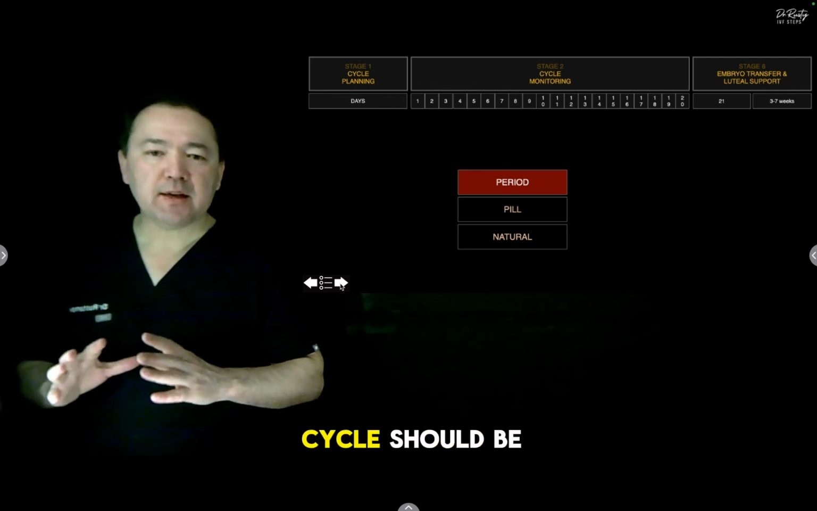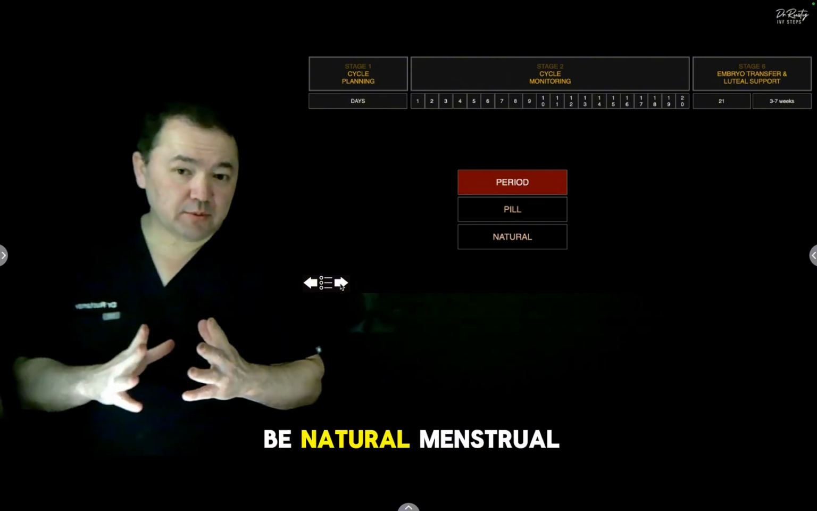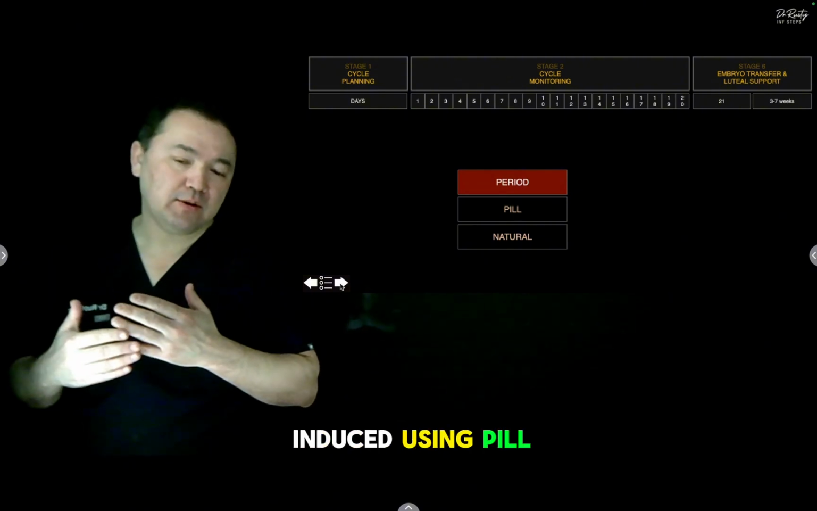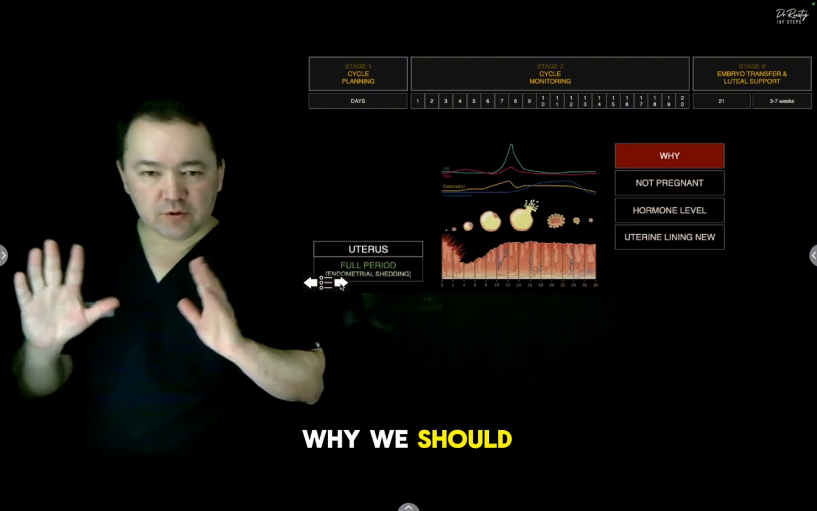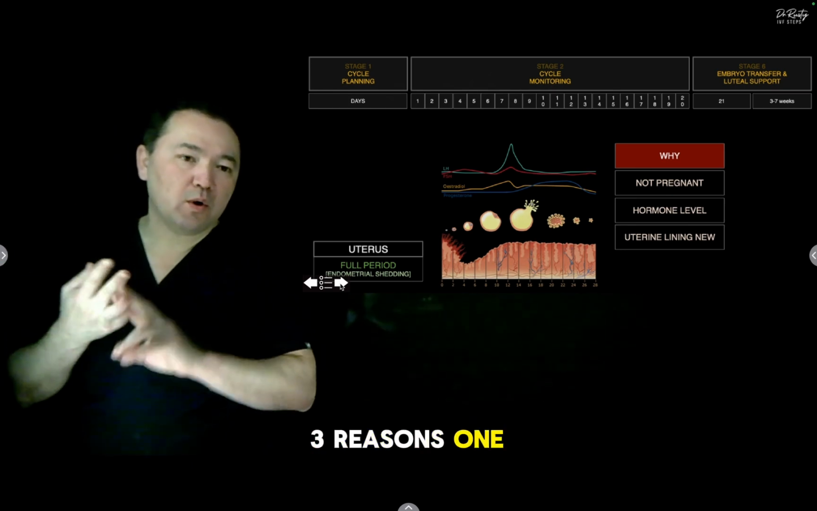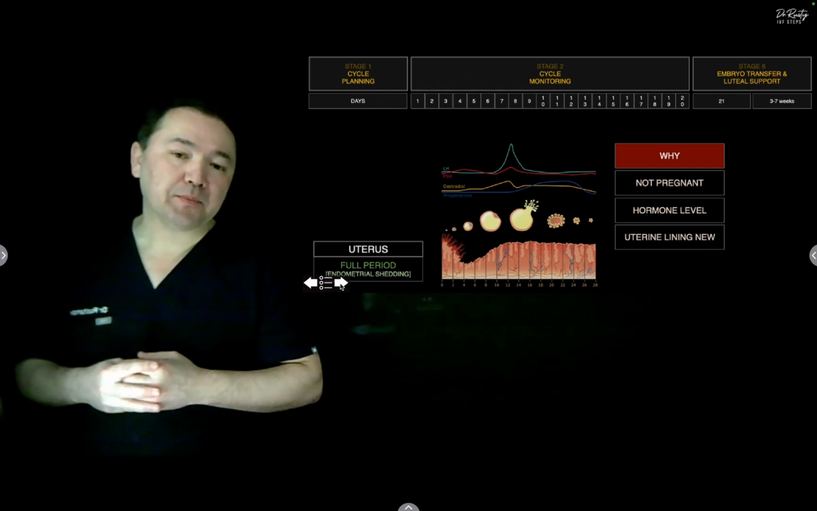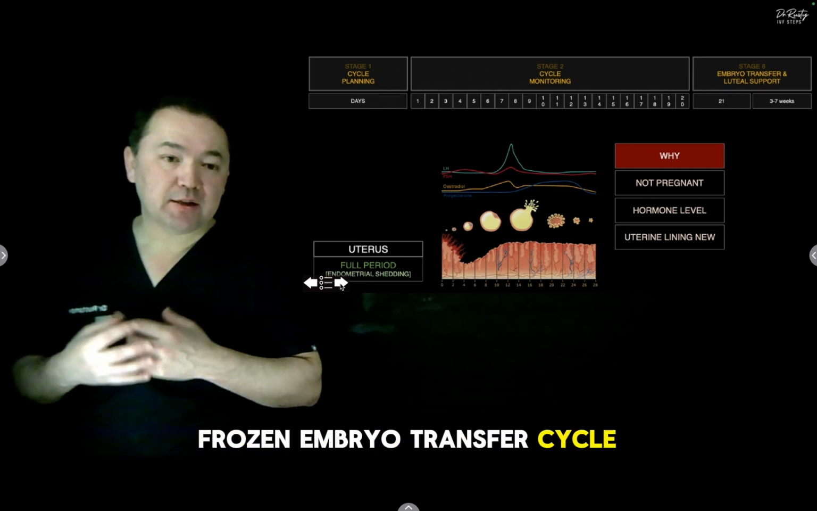A frozen embryo transfer cycle should be started with a menstrual period. That period can be a natural menstrual period or can be induced using a pill. Why we should start during a menstrual period, there are three reasons. One is to make sure that you are not pregnant when you are using frozen embryo transfer cycle drugs.